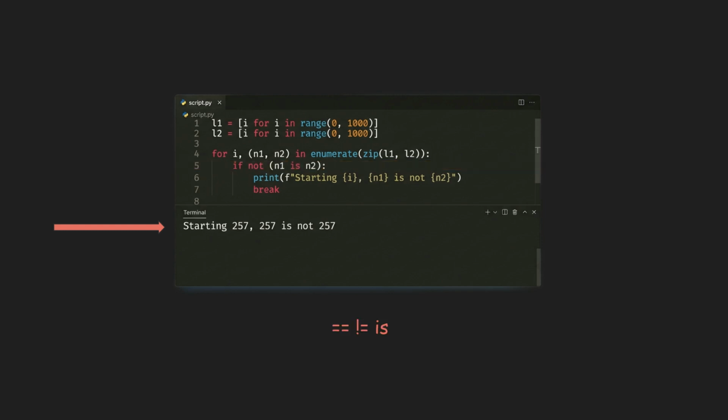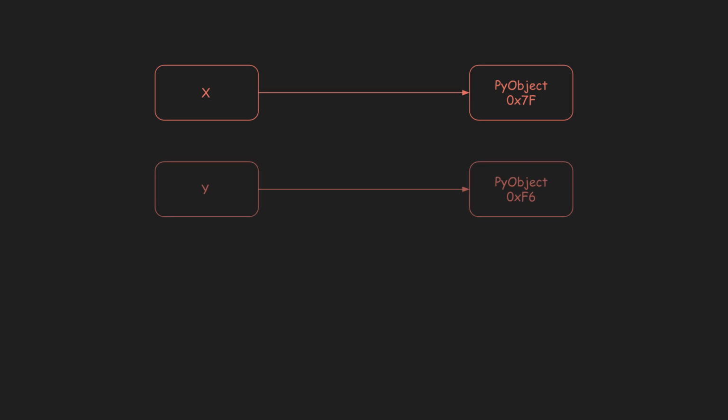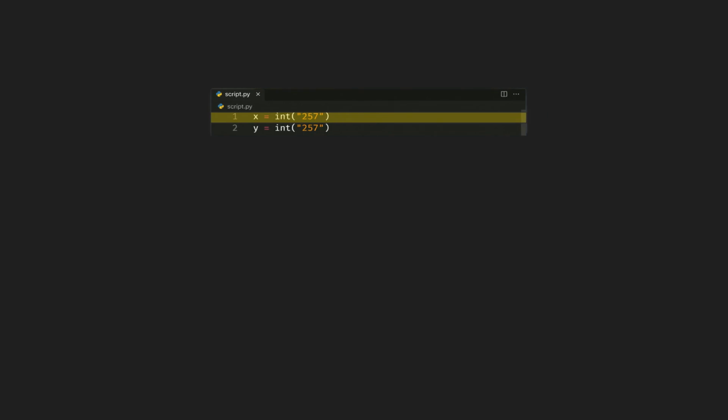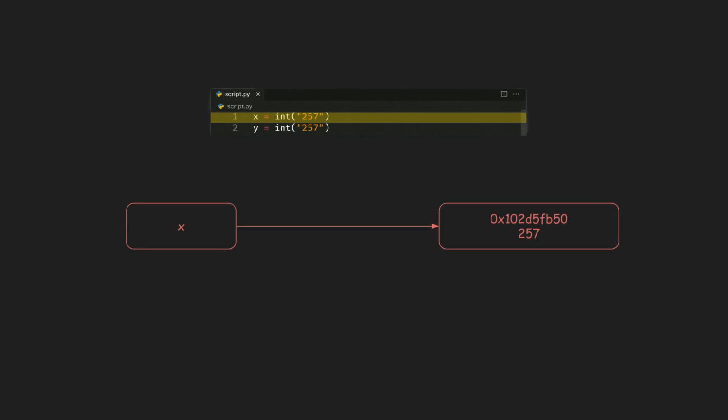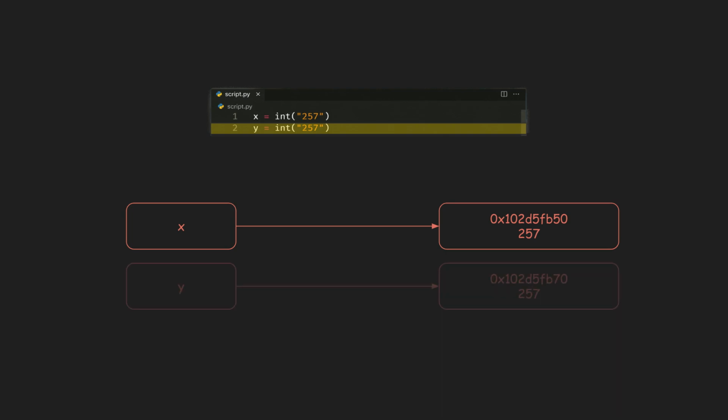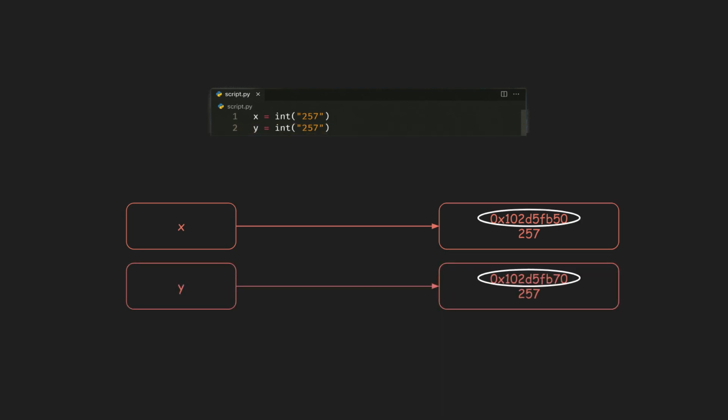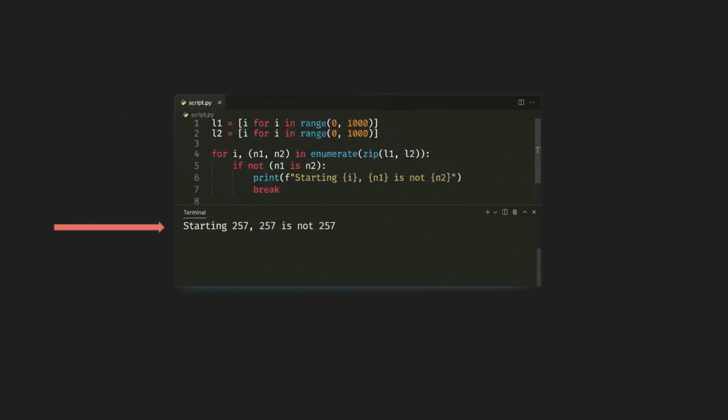Why? Well, unlike the equality operator, which checks if values are equal, the is operator checks object identity. It asks, are these two variables pointing to the exact same object in memory? When we set x equal to 257, Python creates a new integer object. When we set y equal to 257, it creates another new object. Two different objects with different memory addresses. So, is returns false.